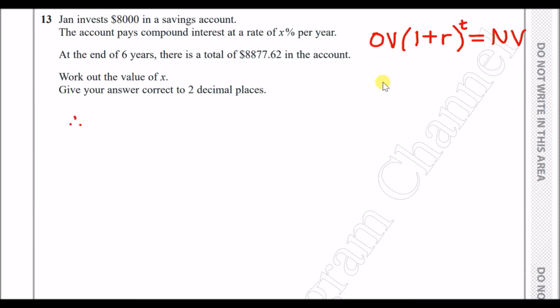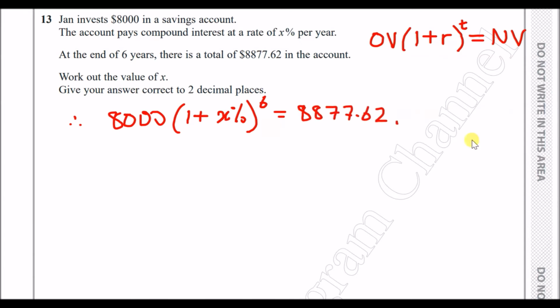So let's go ahead and update it. So we know the original value is 8,000. So I'm going to copy the formula, guys. We know it's increasing by X% per year. So that's going to be 1 plus X%. Okay. And it's going to be over 6 years. Great. And it's now going to equal $8,877.62. And well, to find the value X, guys, you just got to rearrange this and make X the subject.